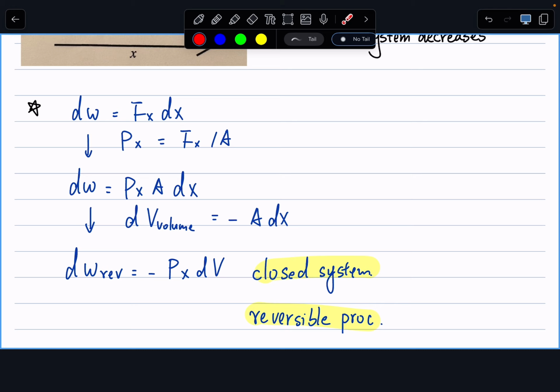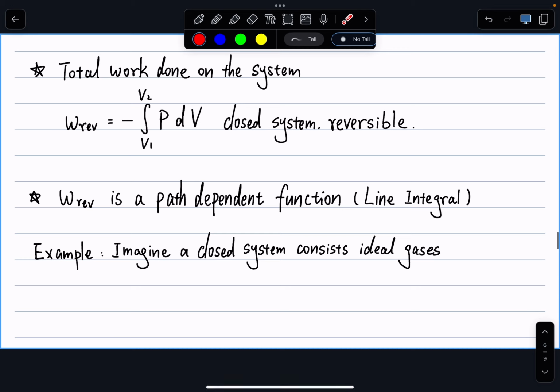So with this in hand, we can actually do the integral and solve for the total work done on the system, right? We will be using this very often. That is, taking the integral of W reversible, the integral between V1 and V2 of negative P dV. That gives you the total work done on the system. So remember, what exactly do we mean when we say work is a path-dependent function? We're talking about work being only defined when we know how it gets from A to B.